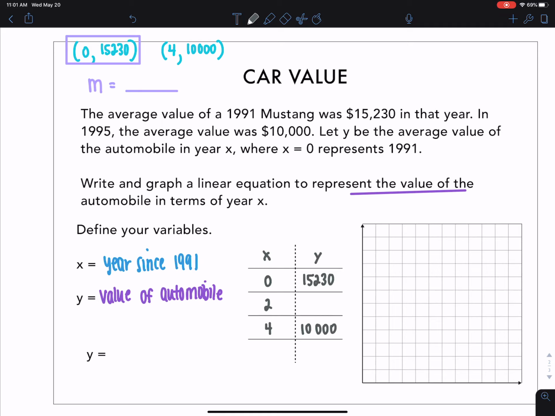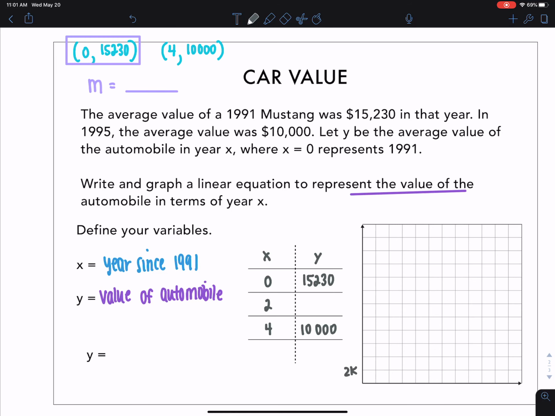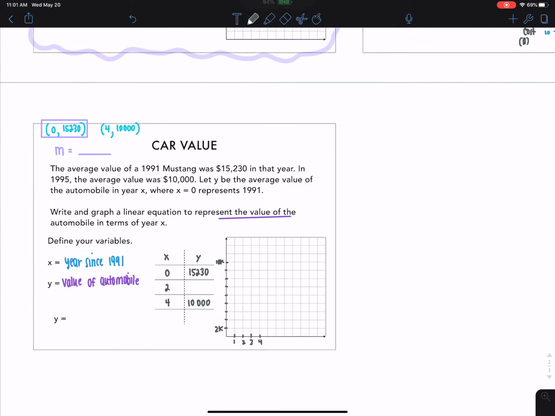So you could probably make your y-axis go by 1,000s if you wanted to. But we only have 12, so I would say make this go by 2,000: 2,000, 4,000, 6, 8, 10, 12, 14, 16, 18,000. And then just make the x-axis go by 1s. So finish that out and then submit your notes, and that's your assignment for today.